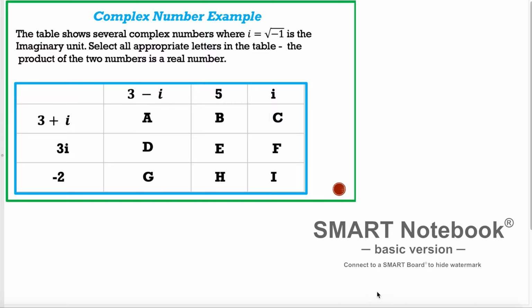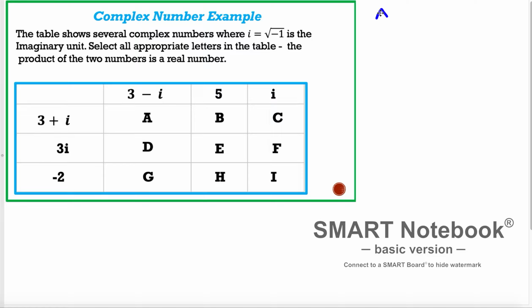The table shows several complex numbers, where i is equal to the square root of -1, the imaginary unit. Select all appropriate letters in the table. The product of two numbers is a real number. So first of all, let's go here with the A.